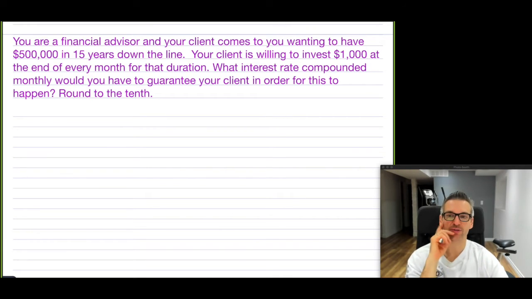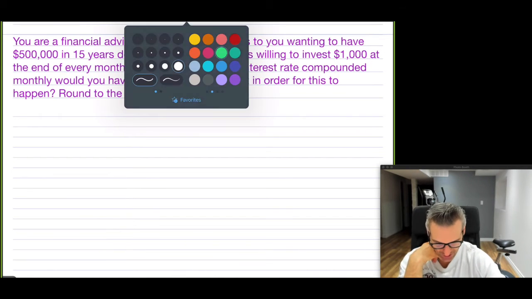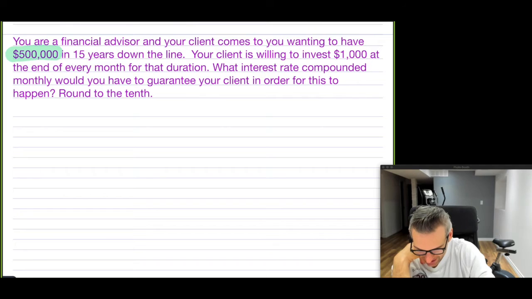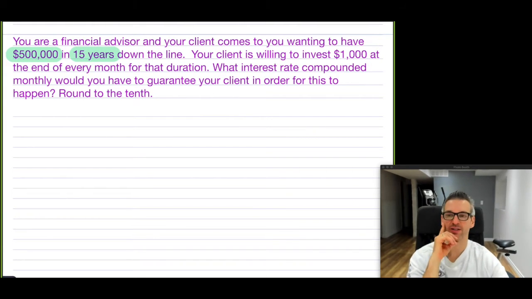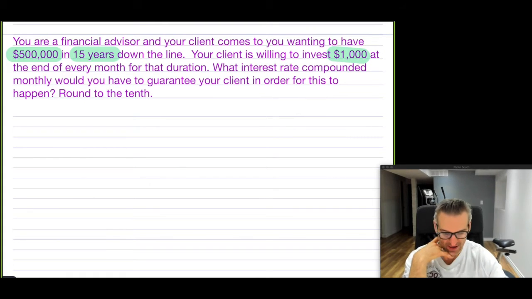You are a financial advisor and your client comes to you wanting to have $500,000 in 15 years down the line. That's a very legitimate question. Someone comes to you and says, I want to have this much down the line. Now, your client is willing to invest $1,000 at the end of every month, which is important because it's per month, for the entire 15 years.